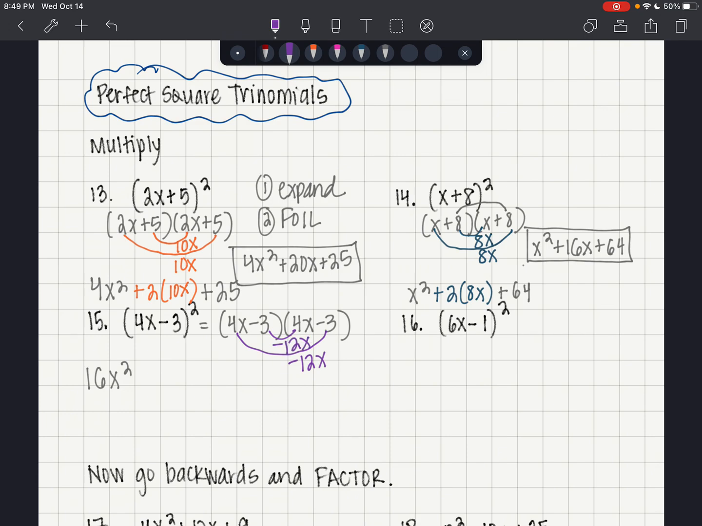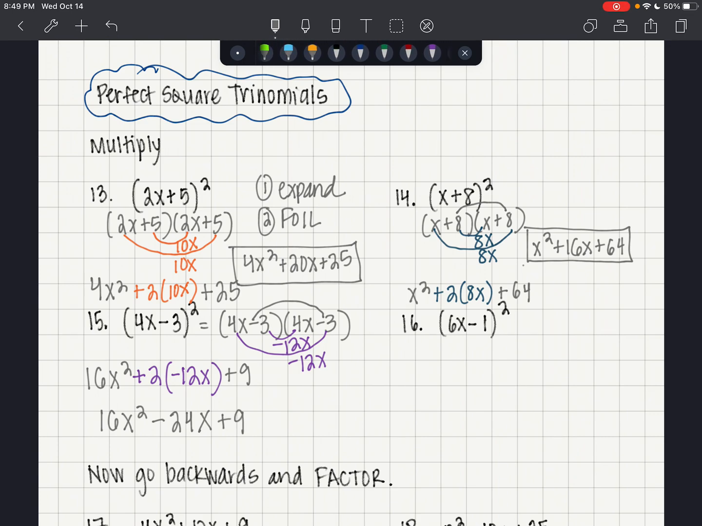So when we have a binomial times itself, the outer and the inner are going to be the same thing. So we're going to have plus 2 times negative 12x, right? And then negative 3 times negative 3 is positive 9. Well, that's interesting. So we started off with a positive. This time our middle term is negative 24x. And then we always end on a positive.